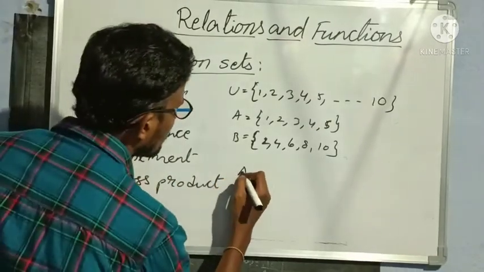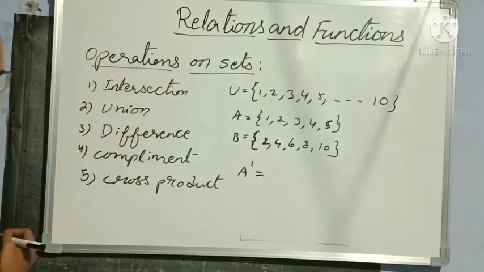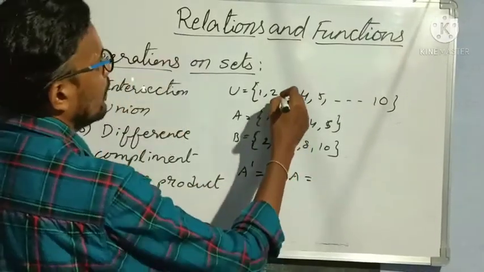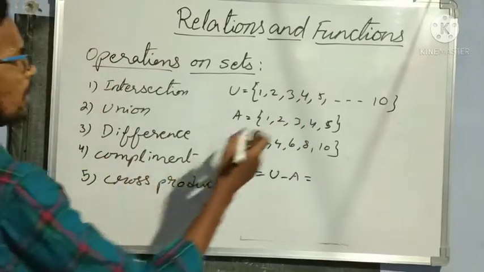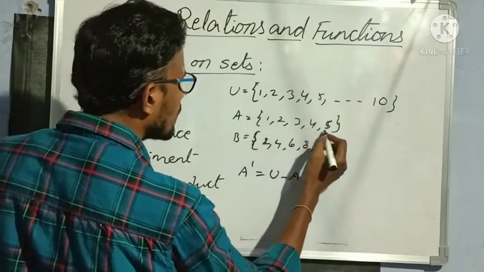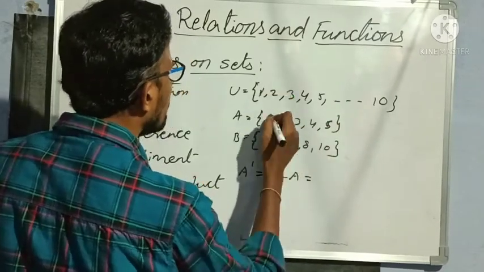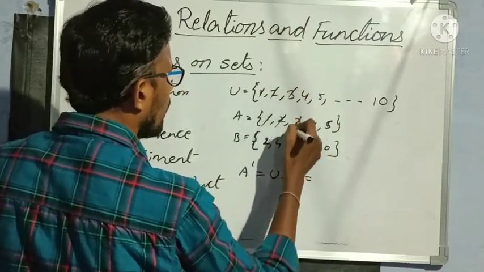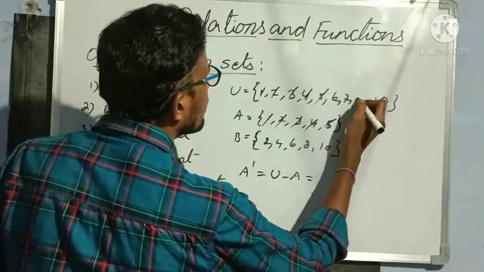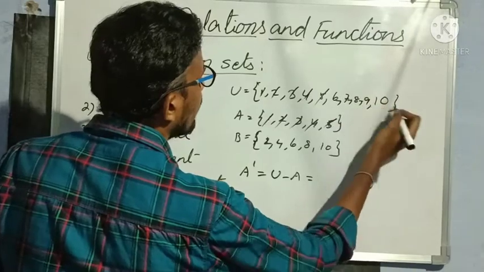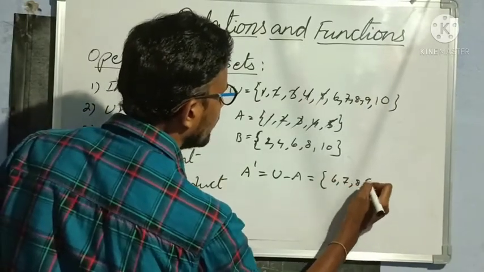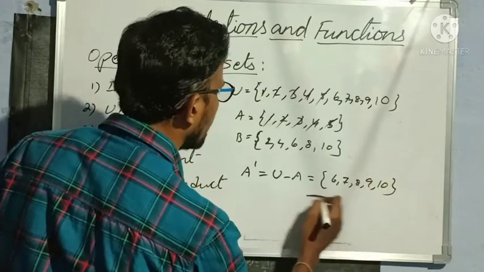Complement is nothing but A dash. A dash means mu minus A, means universal set minus set A. So in the universal set what are the elements? 1, 2, 3, 4, 5. In A also we are seeing the same elements. So the common elements we have to strike off and write the remaining elements. So what are the remaining elements here? 6, 7, 8, 9, 10. So mu minus A is nothing but 6, 7, 8, 9, 10. This is called complement. Understood?